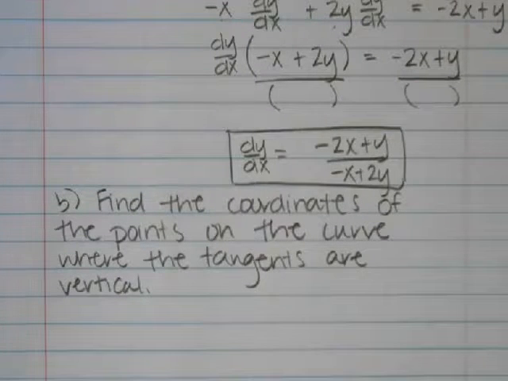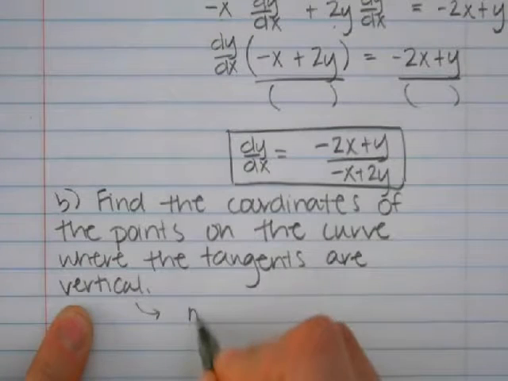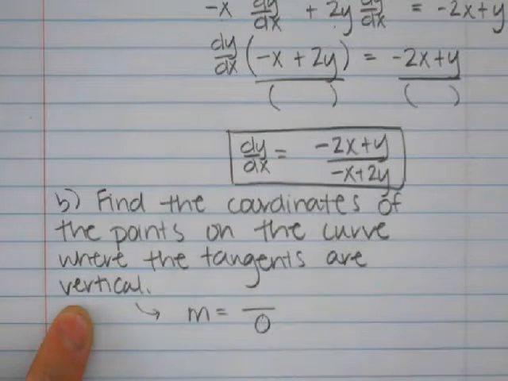How do you make a slope undefined if you have a fraction? 0 on the bottom. Okay, so tangent lines are vertical means when you've got m equals a fraction that you got 0 on the bottom.